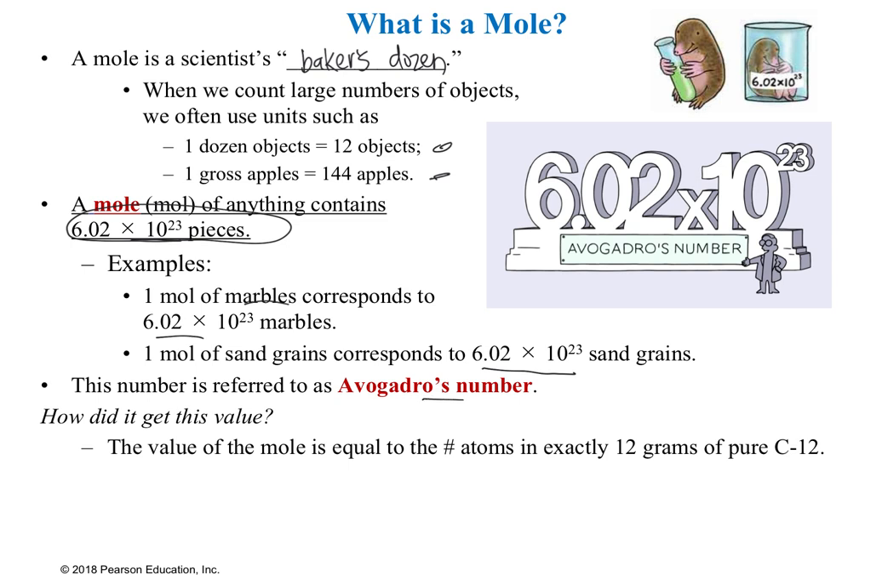This is called Avogadro's number. A lot of avocado, a lot of guacamole references here, but this is the person that it's named after. And this is the number of atoms that are in 12 grams of pure carbon-12. So it's the number.